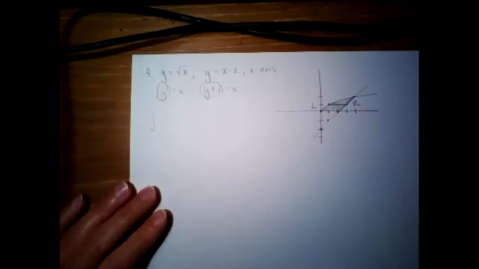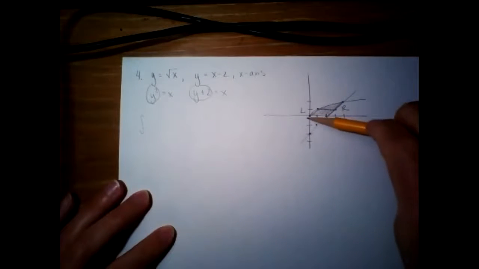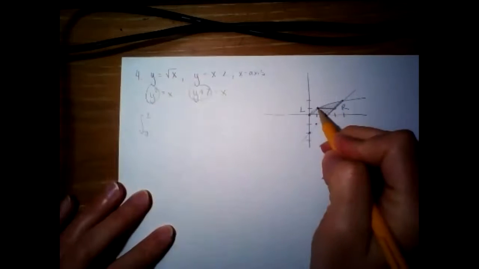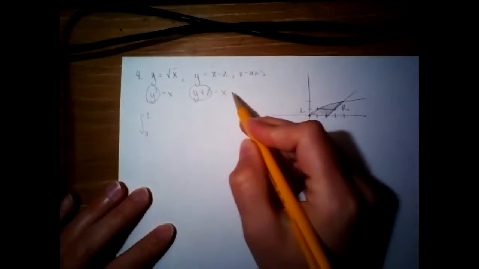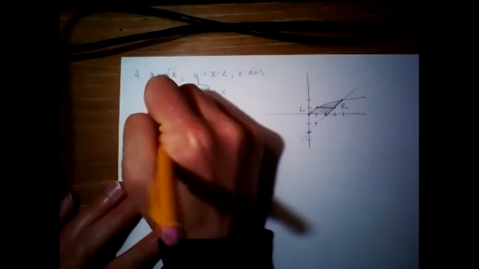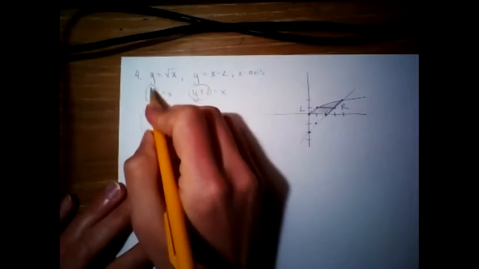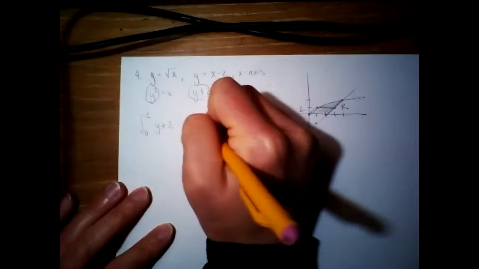And then when we set up our integral, we're going to use y values for the boundaries. So it will be from here to here. So 0 to 2. And right graph minus left graph. So the right graph's the line, that's the y plus 2. Minus the left graph, which is the y squared, dy.